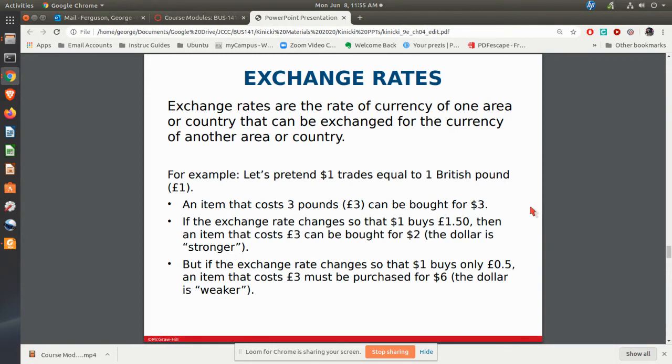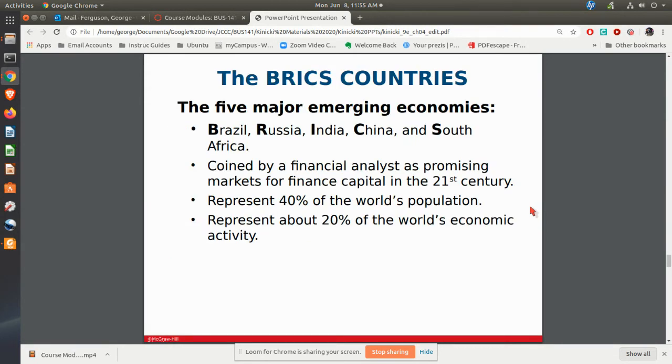Currencies will never be one-to-one. There's always one currency that's stronger than another. And so one of the things you have to think about when you're dealing with international trade is what's happening with the various currencies. Are things getting more expensive for us or less?